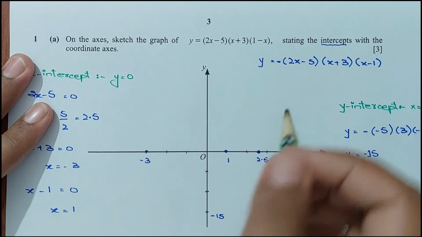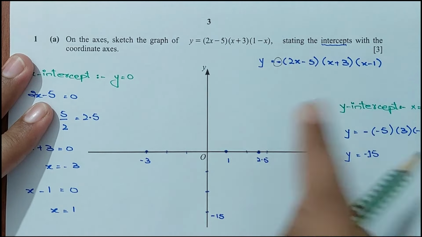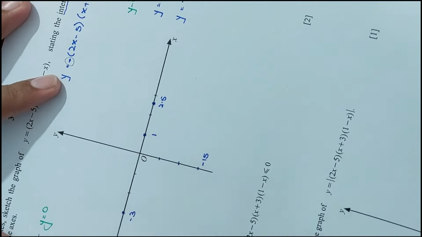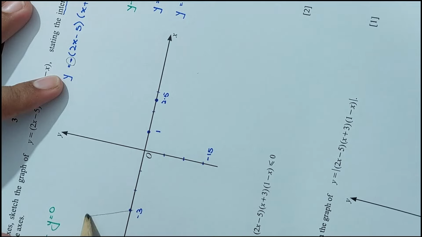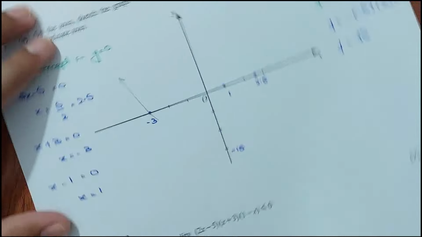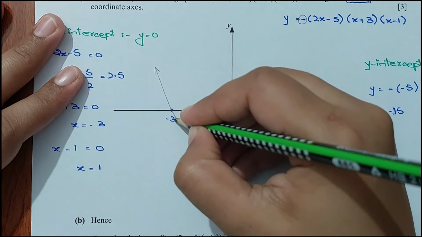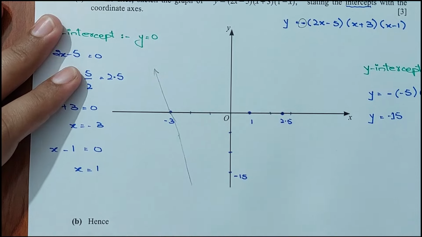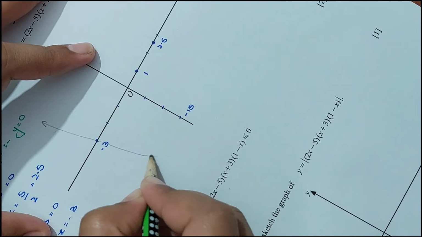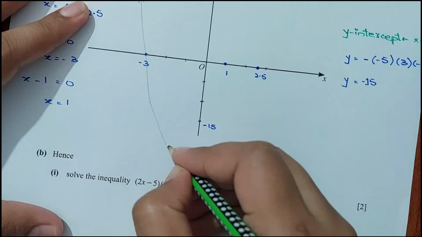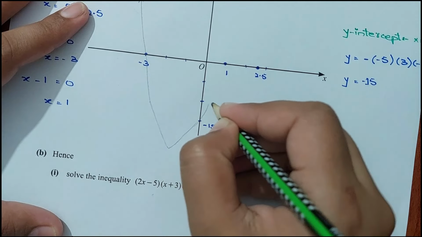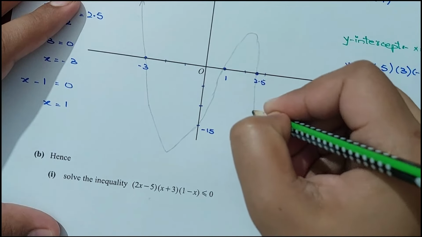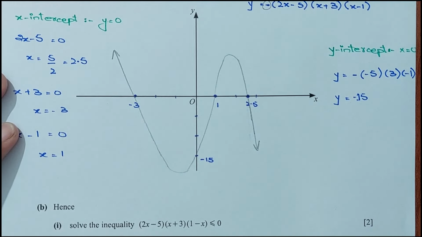Why is it from the second to the fourth? Because the leading coefficient is negative. If it is positive, then it extends from the first to the third quadrant. All right, so let me do this. It starts from here. So that would be the shape of the graph.